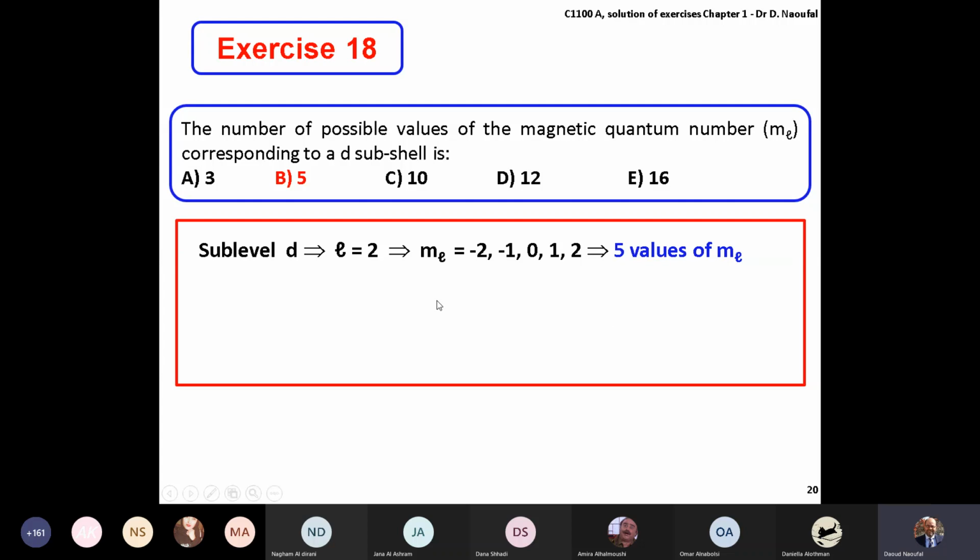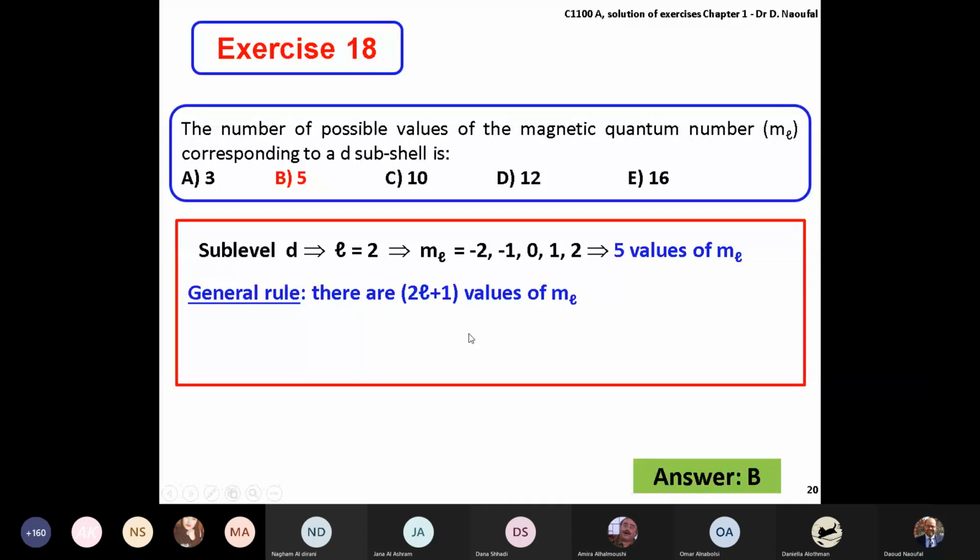So as a rule, you can apply it directly. For L, we have 2L plus 1 values of ml. In this case, L equal to 2, 2 times 2, 4, plus 1. So we have 5 values. This formula can be applied directly without proof. So the correct answer is B.